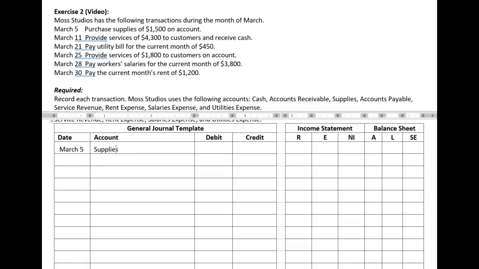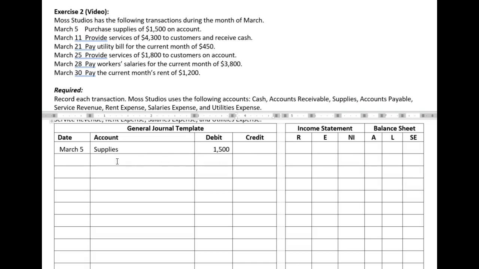Now, I am going to follow good journal form. I know most systems do not require this, but I like my debits first, followed by my credits. So that's how we're always going to do it for my accounting classes. Debits first, followed by the actual credit. So we're going to debit the supplies, because that is first, for $1,500.